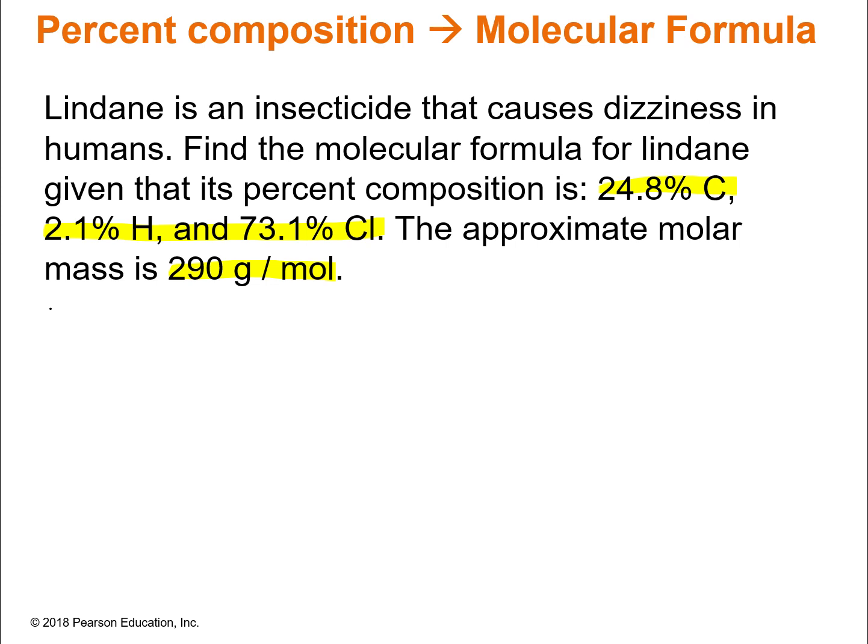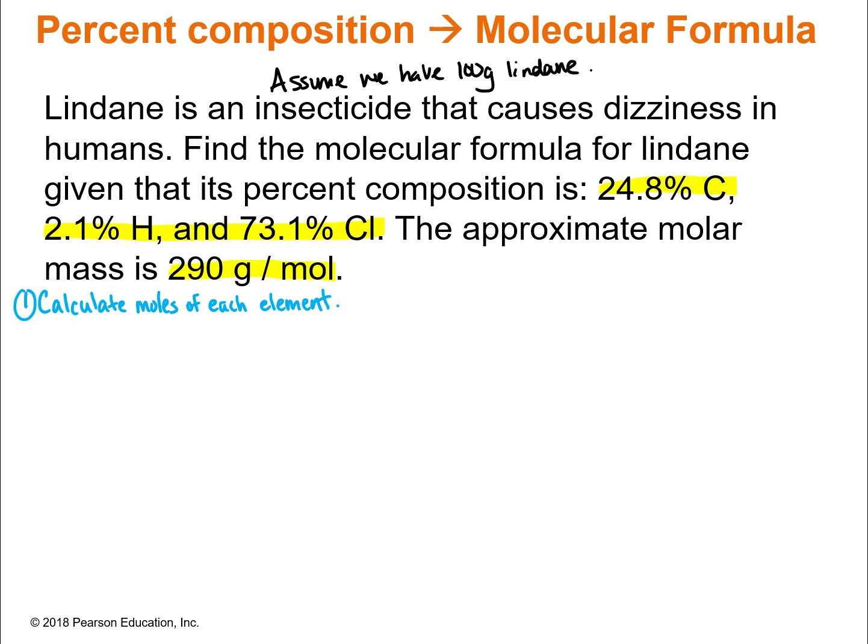The first step is always to calculate moles. We're calculating the number of moles of each element. To do that, we have to assume that we have 100 grams of whatever substance we're starting with. That means that the percentages we see, like 24.8% carbon, we can say that's not percentage, that's grams. When we have 100 grams, that's absolutely what it would be.